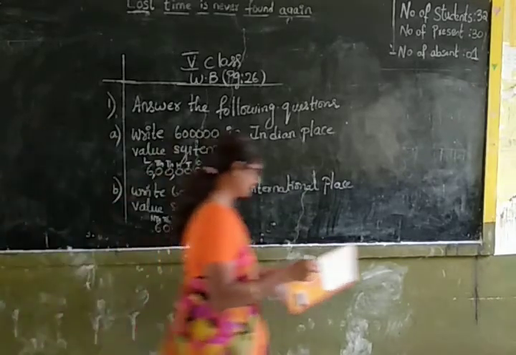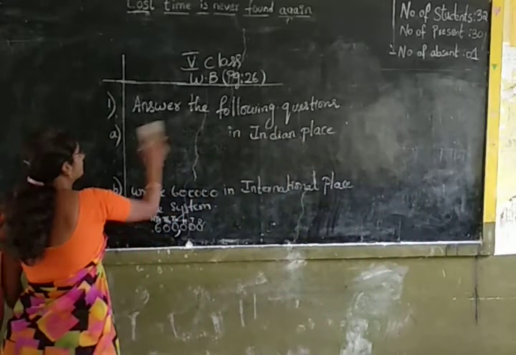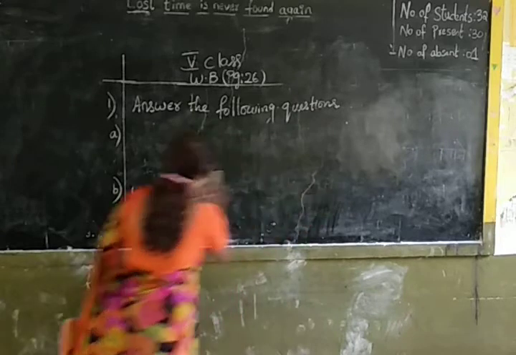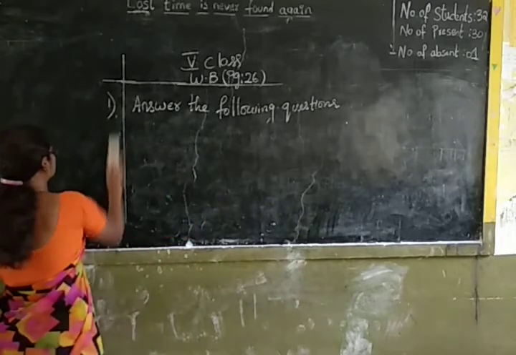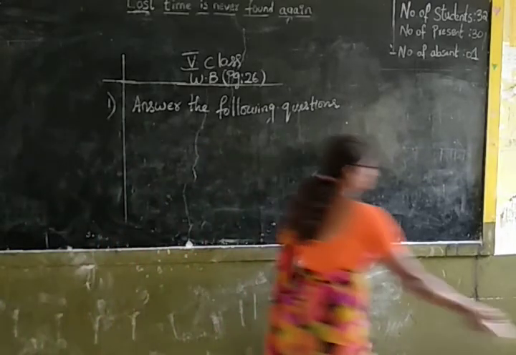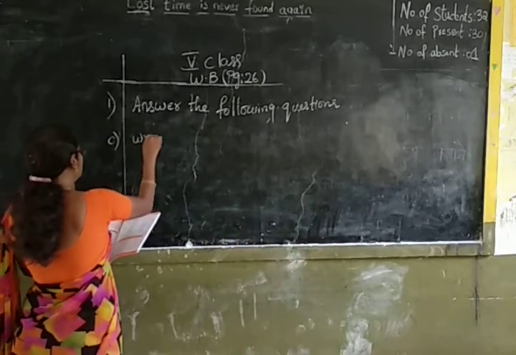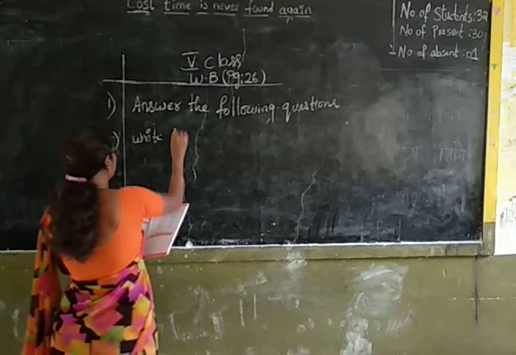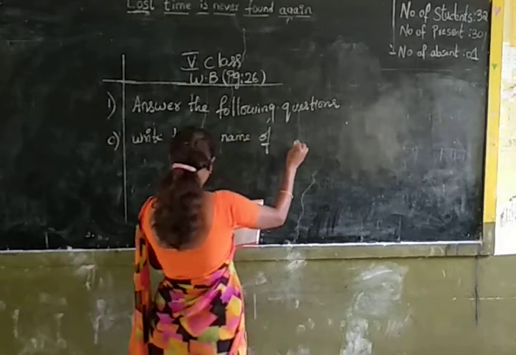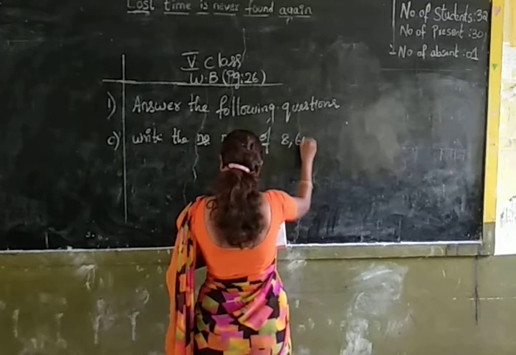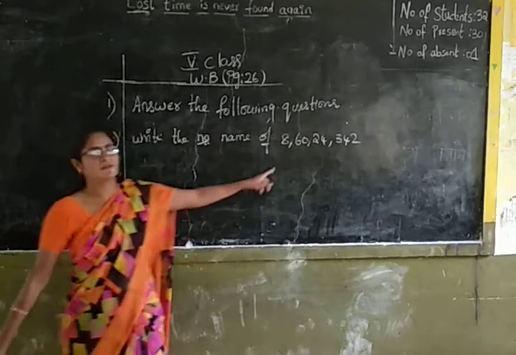Okay. Now let us do the C sum. Write the number name of the given number. So you have to write the number name of the given number.